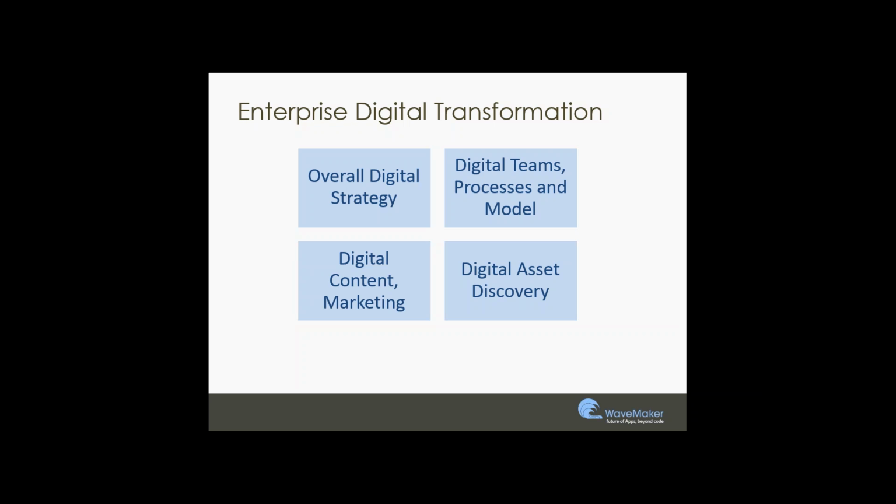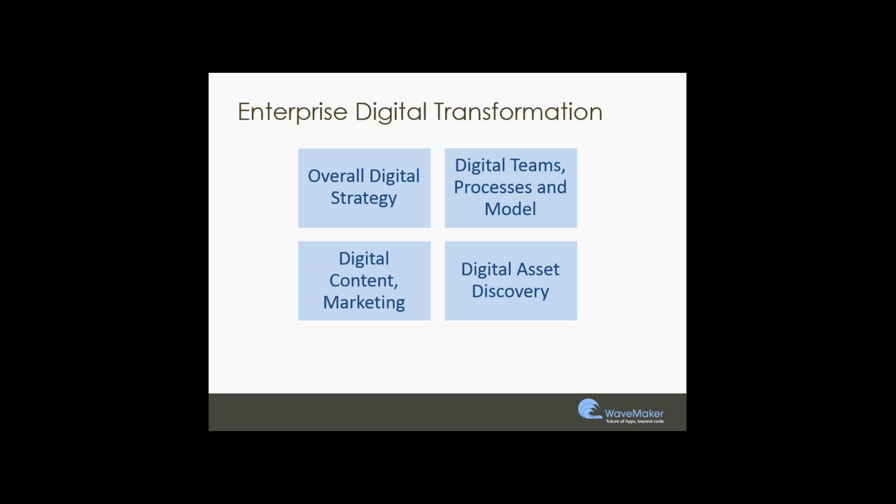So to understand enterprise digital transformation, we need to look at what is happening within the enterprise. It all starts from the top, doesn't it? We have an overall digital strategy that gets put in place by the Chief Digital Strategy Officer. From that emerge digital teams and processes that can model that strategy. And then it's about creating digital content and digital marketing that can take the digital services and assets and make them relevant for the stakeholders.